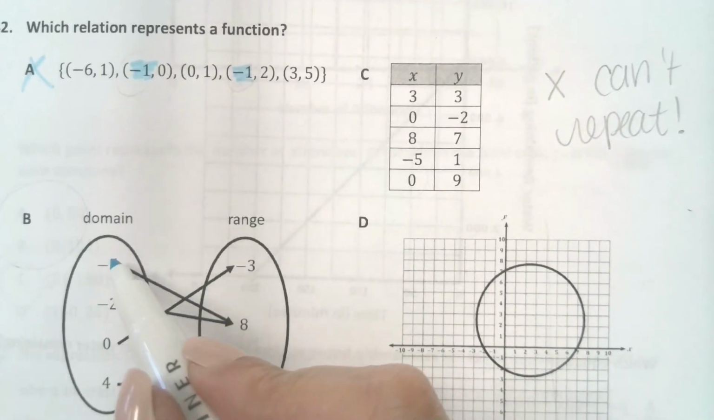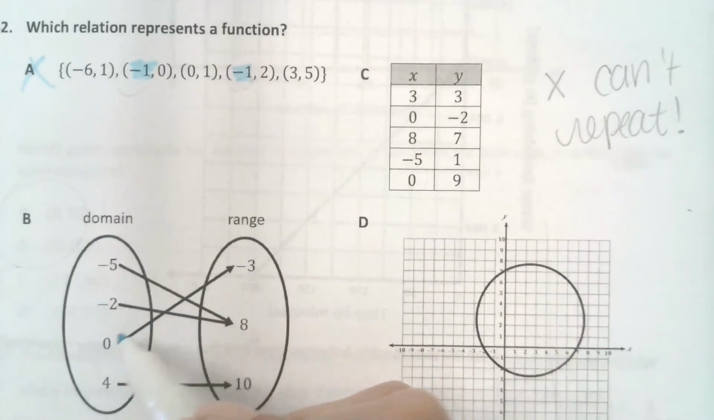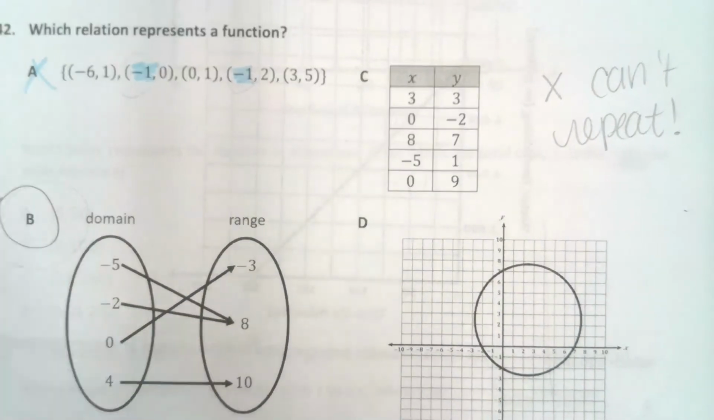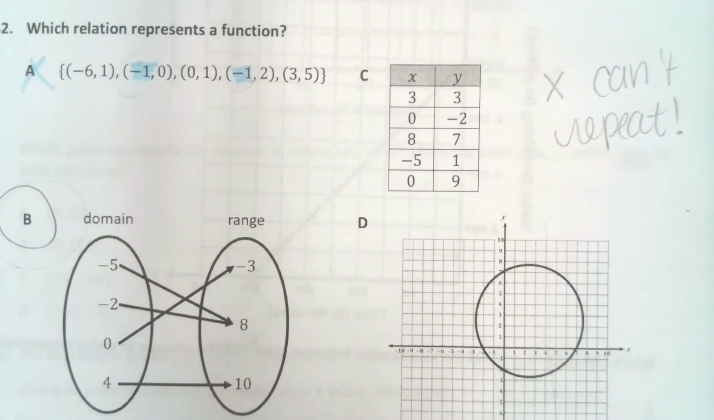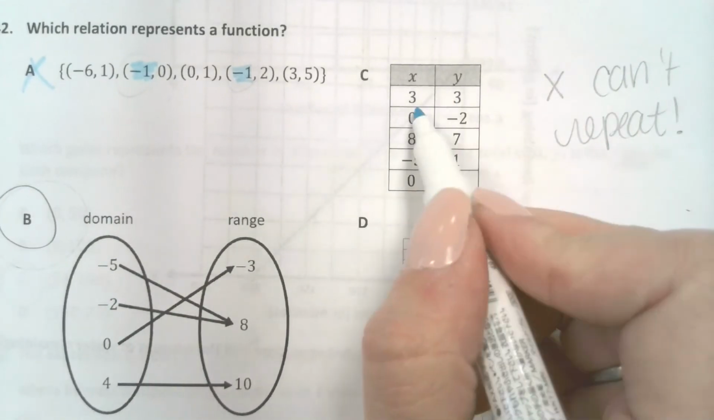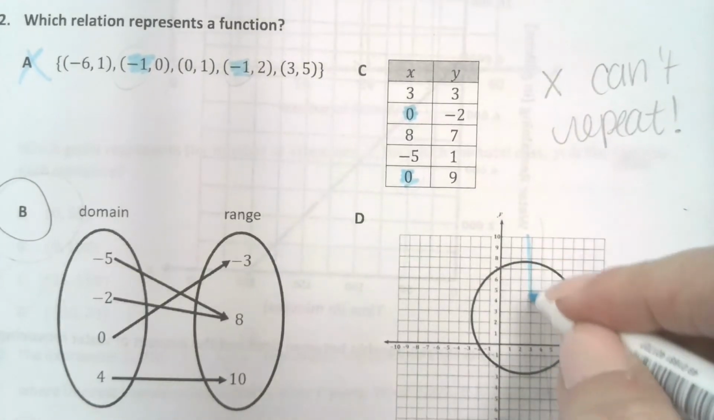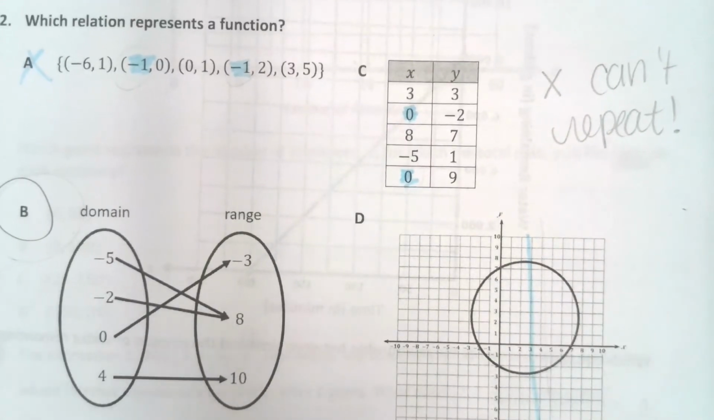B, -5 has one line, -2 has one line, 0 has one line, 4 has one line. Bam. I'm going to show you the rest of it just to verify. In C, your zeros repeat. And in D, vertical line test. Circle is never a function.